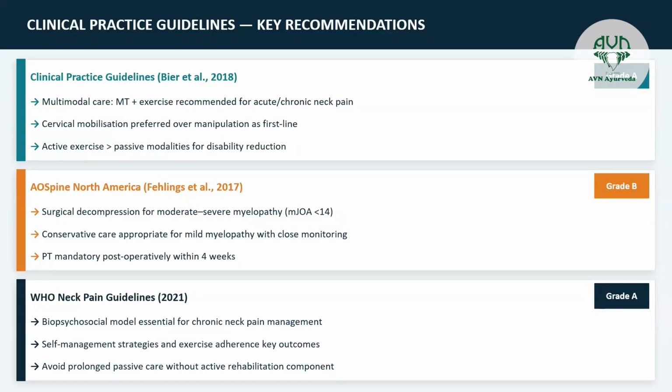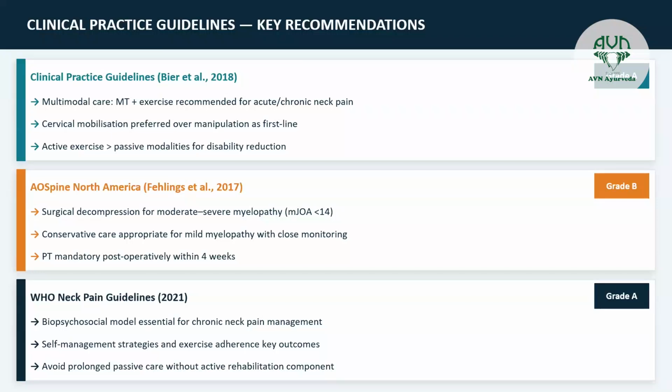So the clinical practice guideline from 2018 recommends multimodal care, which is very effective in acute and chronic cases. They have mentioned mobilization over manipulation as first line, because manipulation includes a high thrust velocity which can impart other risk factors to the patient. We have to grade the patient's pathology, and only then can we move to manipulation. And manipulation gives only a very limited reduction in pain rather than over the long run.